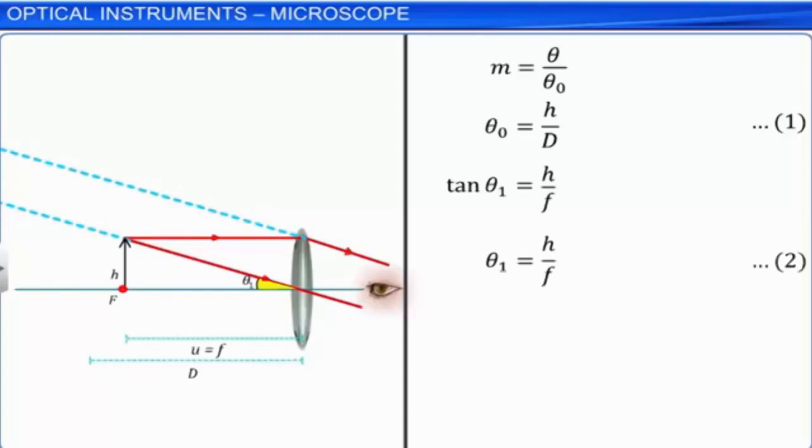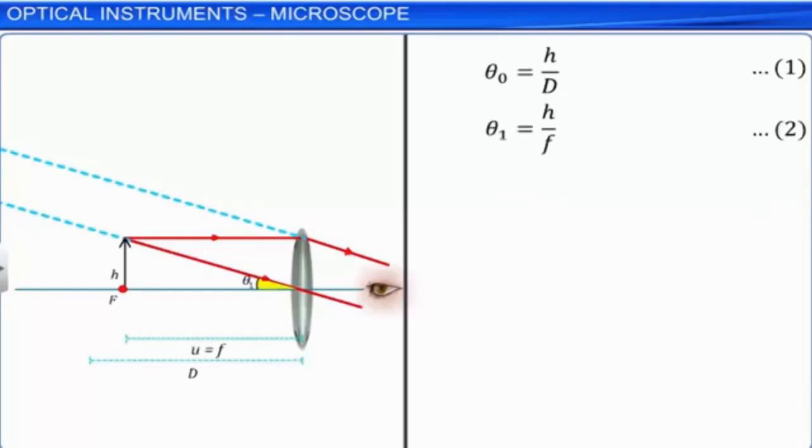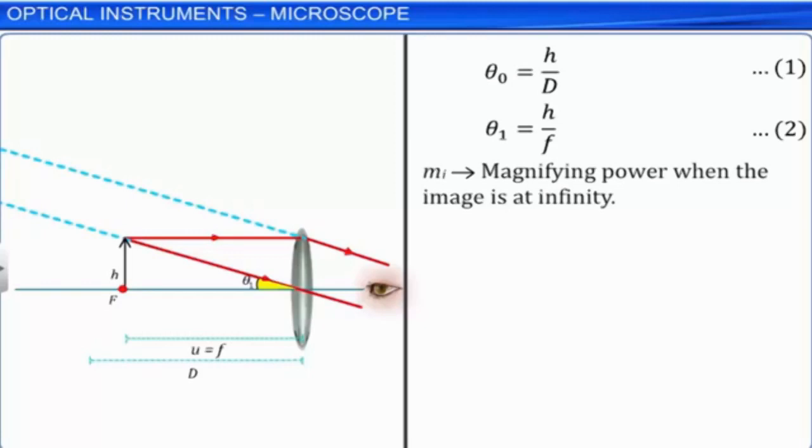theta naught. On substituting the values of theta naught and theta 1 from equations 1 and 2, and on further simplification, we get the angular magnification or the magnifying power of the simple microscope as m_i is equal to D by f. Let this be equation 3.